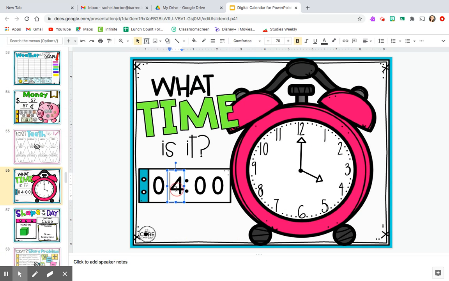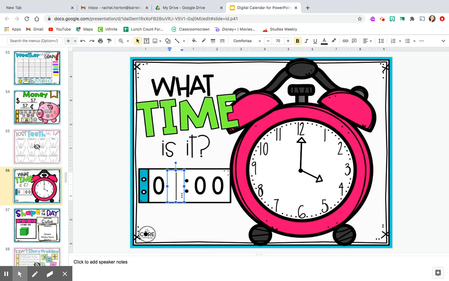All right. Let's figure out a new time. Miss Horton's going to change it up here. So you just saw that this is 4 o'clock here. My big hand is up here on the 12 that makes 0, 0. And my little hand down here is pointing at the 4, which makes 4 o'clock.